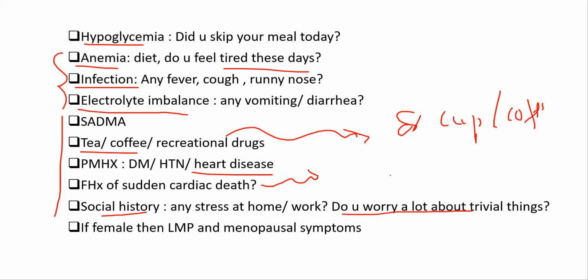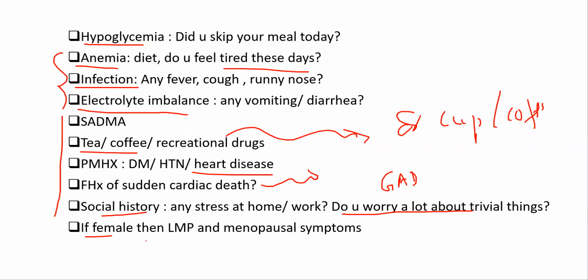Rule out possibility of generalized anxiety disorder. So do you worry a lot about most of the trivial things that go on in your life? Someone who has got generalized anxiety disorder, they worry about everything. All right, so just ask about that. If it is a female patient, don't forget to ask their period history. So again, before asking the period history, say that I'm going to ask you some sensitive questions regarding your period. So is that okay with you?